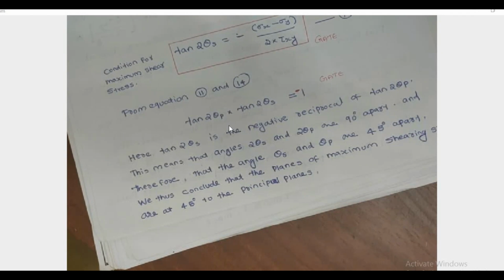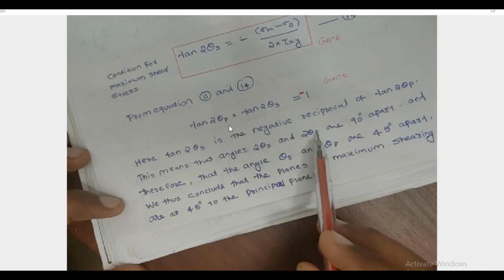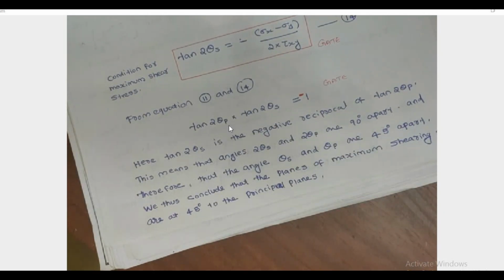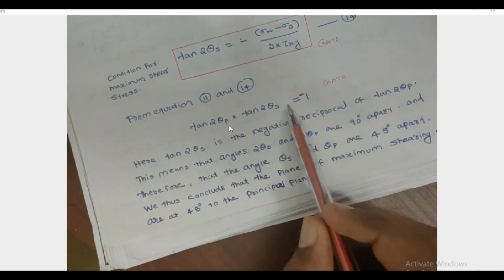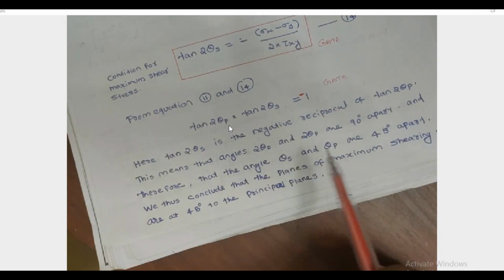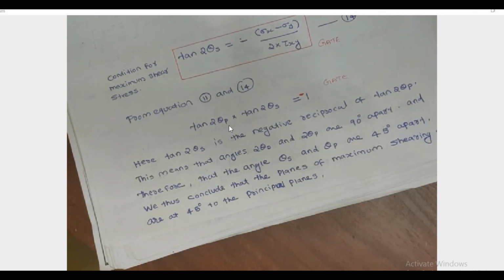What is the inference from this equation? Tan 2 theta p into tan 2 theta s is equal to minus 1. That means the 2 theta s and 2 theta p will be 90 degrees apart. For example, tan A into tan B equal to minus 1 means A and B will be 90 degrees apart. That is the geometry. So here 2 theta p and 2 theta s are 90 degrees apart, so theta s and theta p will be 90 by 2, 45 degrees apart.